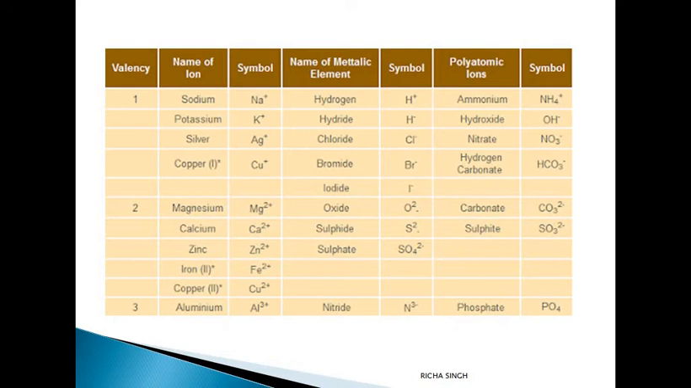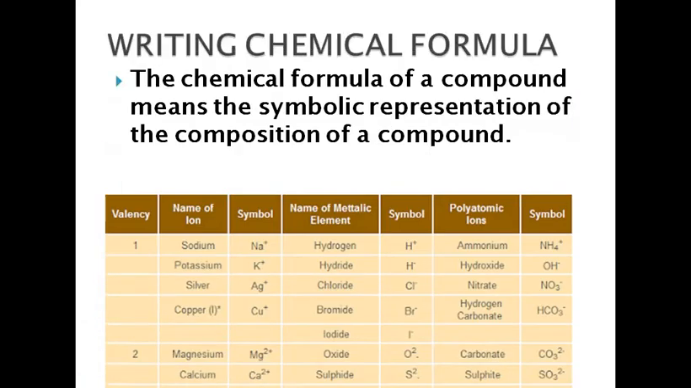So this is the list where you will learn about the symbols as well as the ions. You have here monoatomic as well as polyatomic ions. These are necessary to be learned. Do write in your notes copy and try to learn these ions.